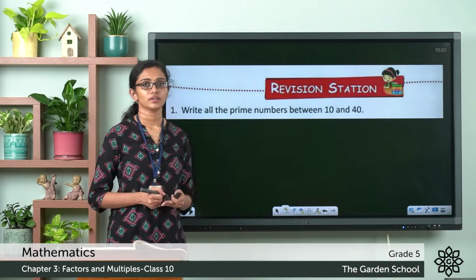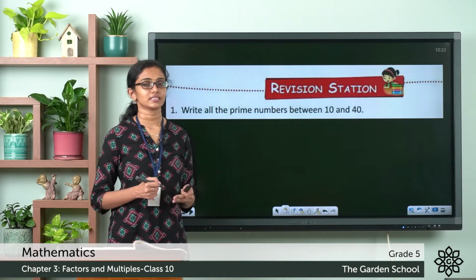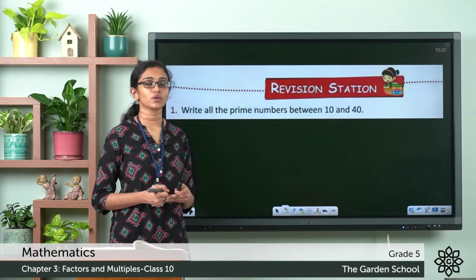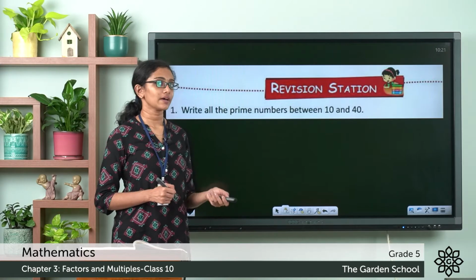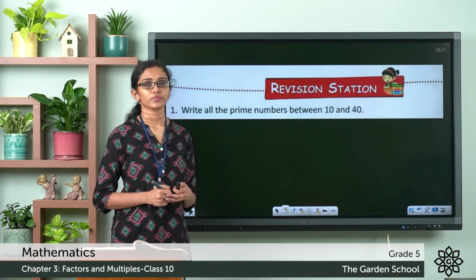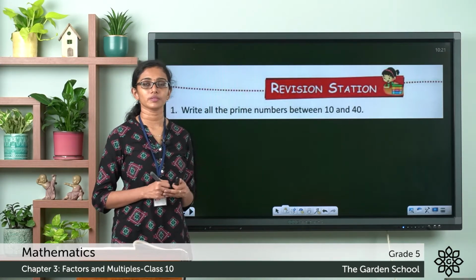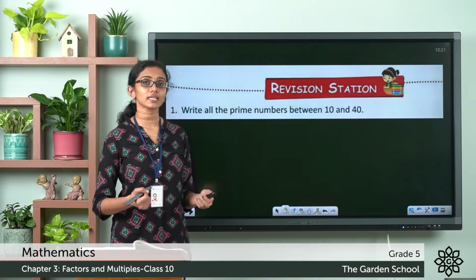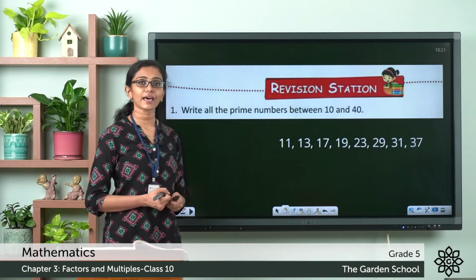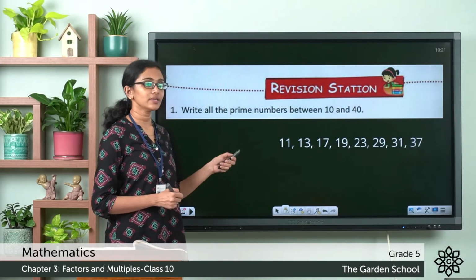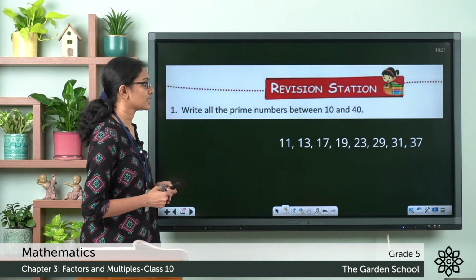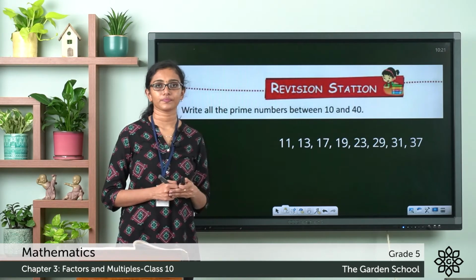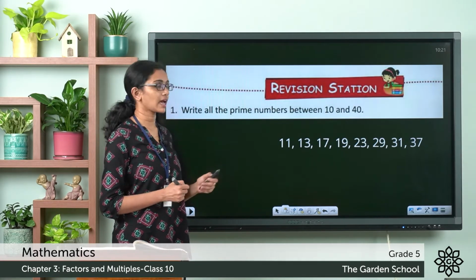It is composite. So is 11 prime? Yes, 11 is a prime number. It has got only two factors, that is 1 and the number itself, that is 11. So 11 is prime. What about 12? 12 is not prime, it is a composite number. What about 13? 13 is prime. So which are the prime numbers between 10 and 40? Those are 11, 13, 17, 19, 23, 29, 31 and 37. So these are the prime numbers between 10 and 40.